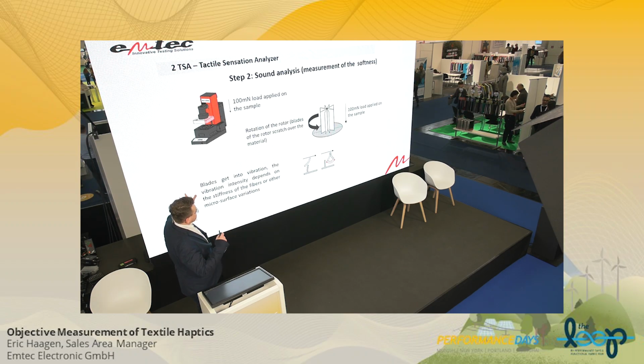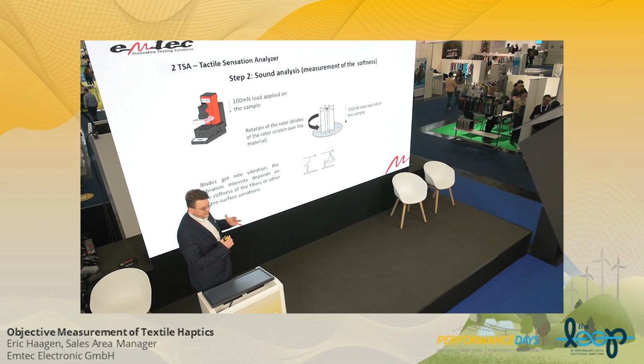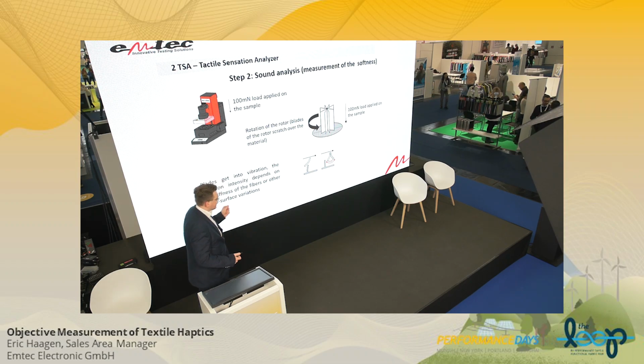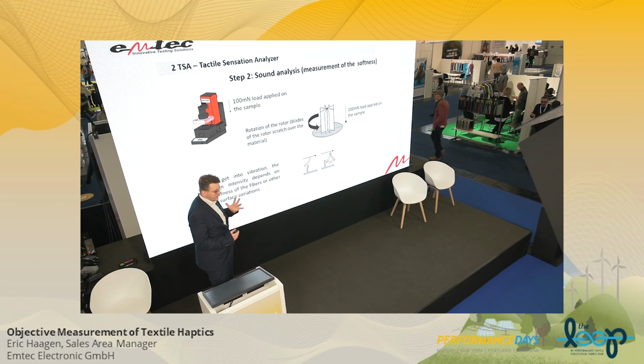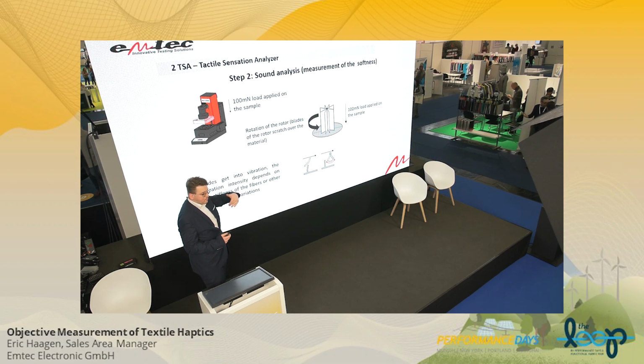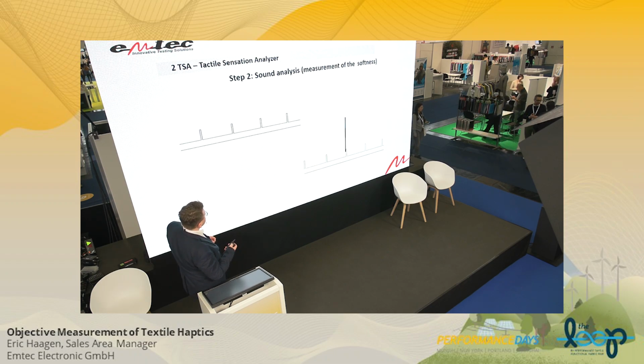Then again, in the second measurement cycle, we again apply a load of 100 millinewtons on the surface, and we start to rotate a second time. But this time we do not consider the vibration of the sample. This time we consider the vibration of the blades themselves, which means the harder the fiber material is, the more the blades themselves will vibrate after moving over the surface, and the softer the fiber material is, the less the blades will vibrate. I hope this will work now. It's the principle like stick and slip.